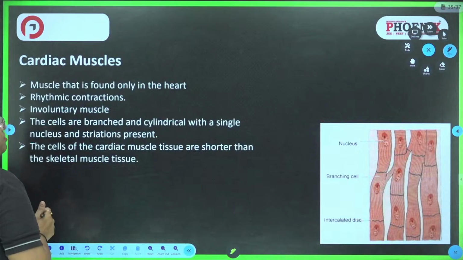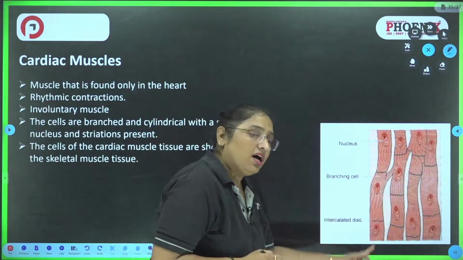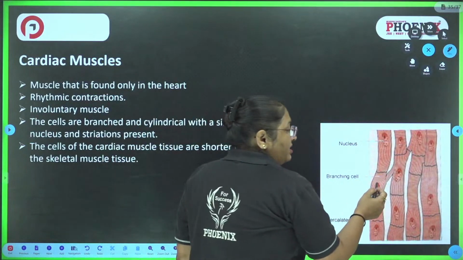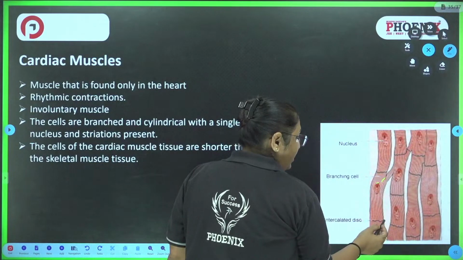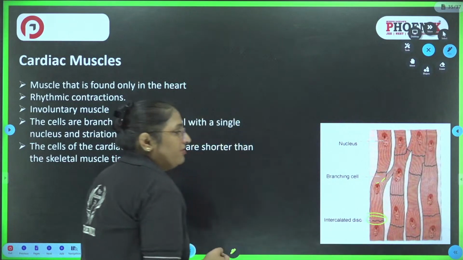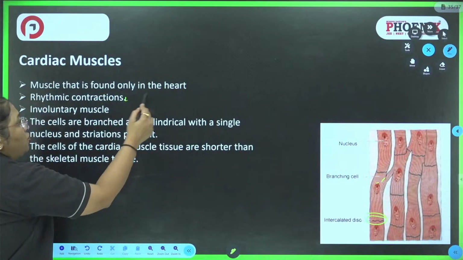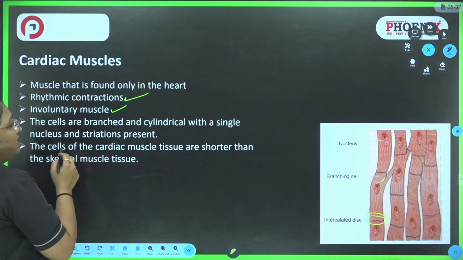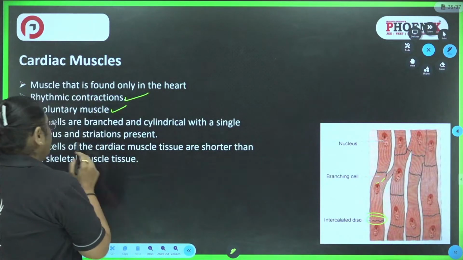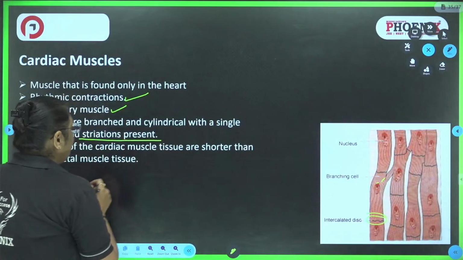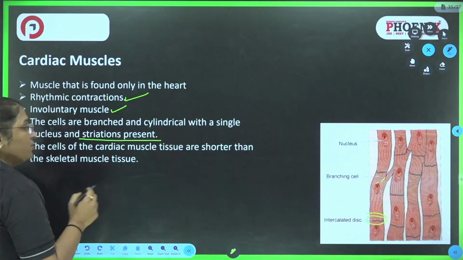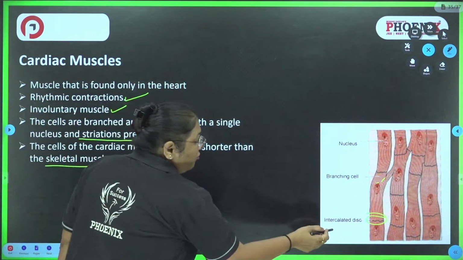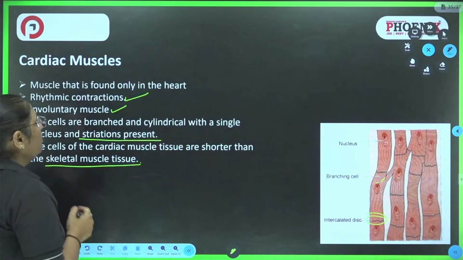Third is cardiac muscles. The muscles which are present in the heart, that particular muscles are known as cardiac muscles. It has the branched cell and it has the intercalated disc present between them. So it shows the rhythmic contraction. It is also involuntary muscles. The cells are branched and cylindrical. Nucleus and striation are present. The cells of the cardiac muscle tissues are shorter than the skeletal tissues. This type of muscles shows the rhythmic contractions.